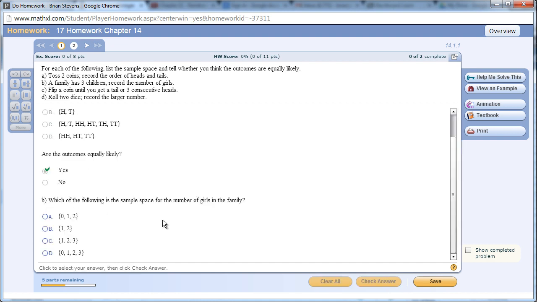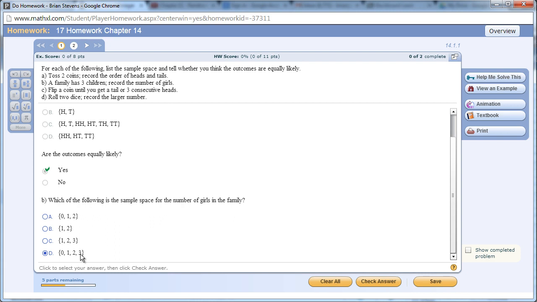Which of the following is the sample space for the number of girls in a family? So we don't know the probability of a girl, and it says that there are three children in a family. Even assuming that it is a 50-50 chance of having a girl in a family, we would think that having no girls or all girls would be the least likely events. It's more likely you have one or two girls.